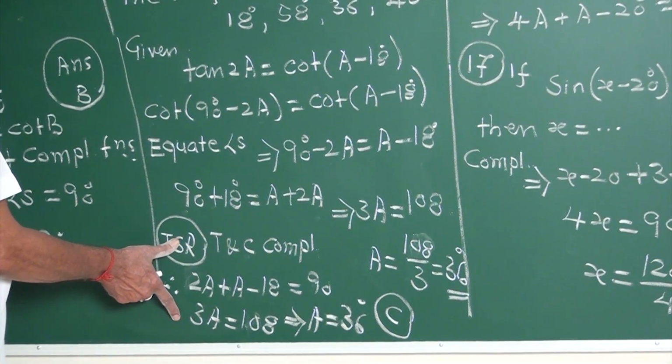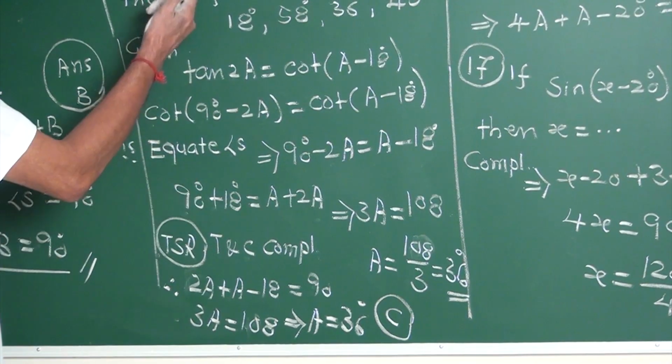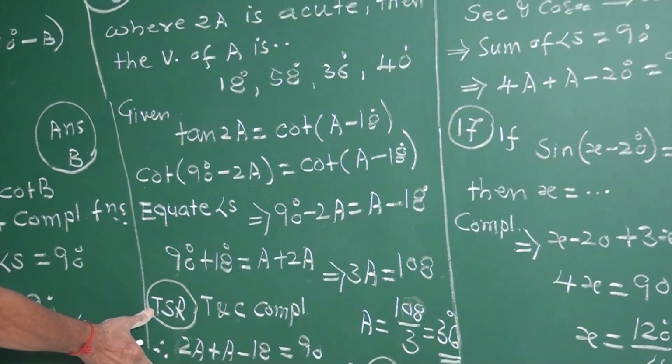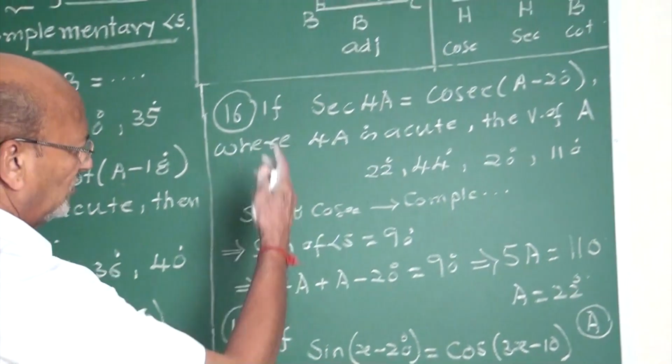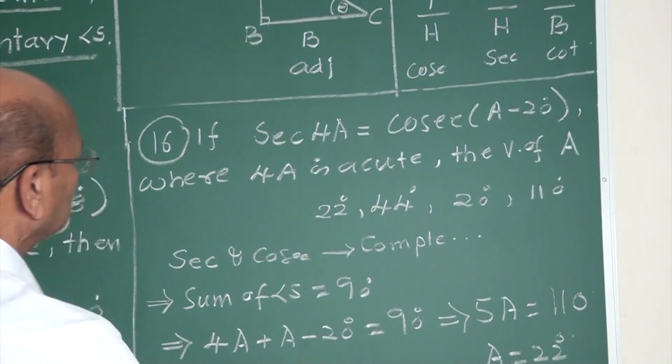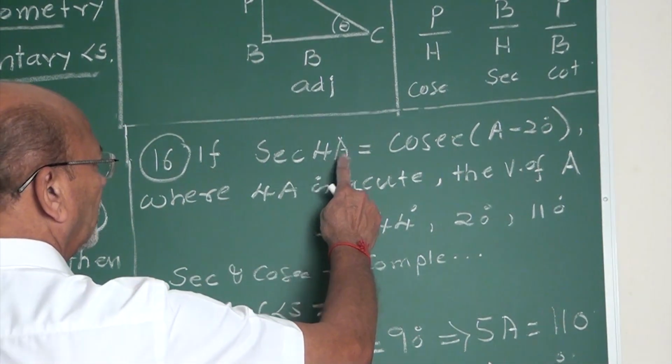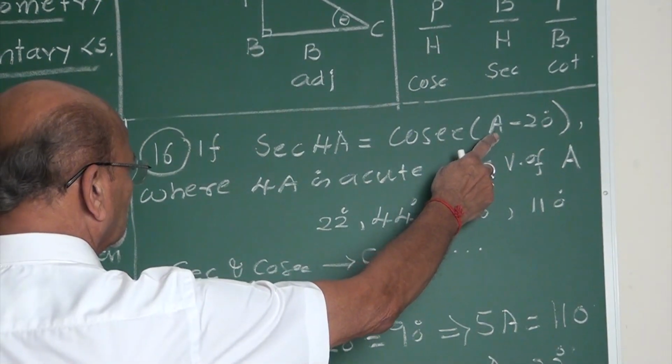See, 2 steps. This is your lengthy method. This is time saving result. Like that, my friend. Now I have used directly time saving only. Cosec 4A equal to cosec A minus 20.